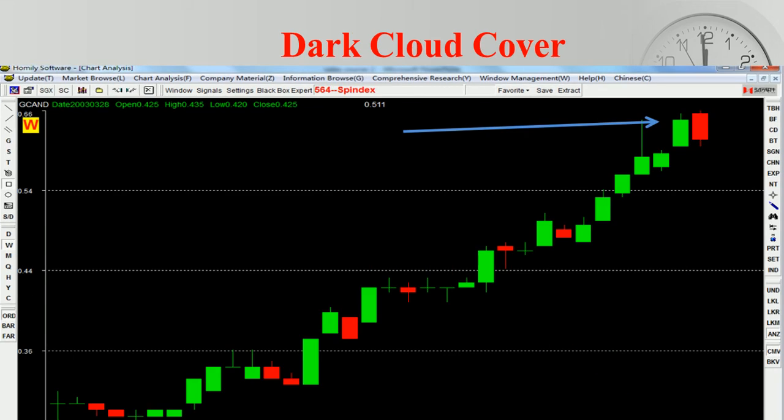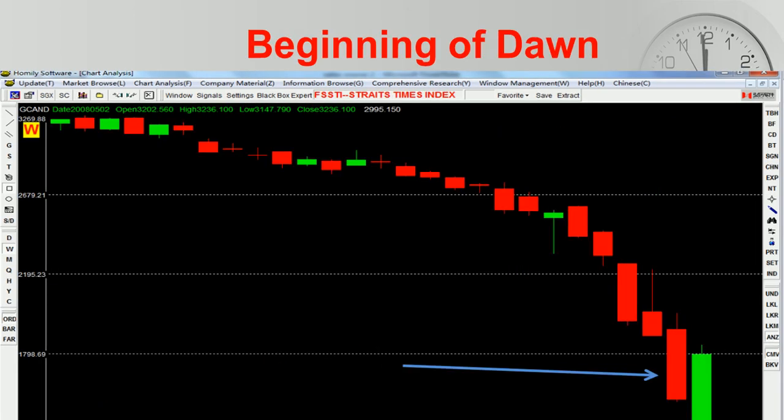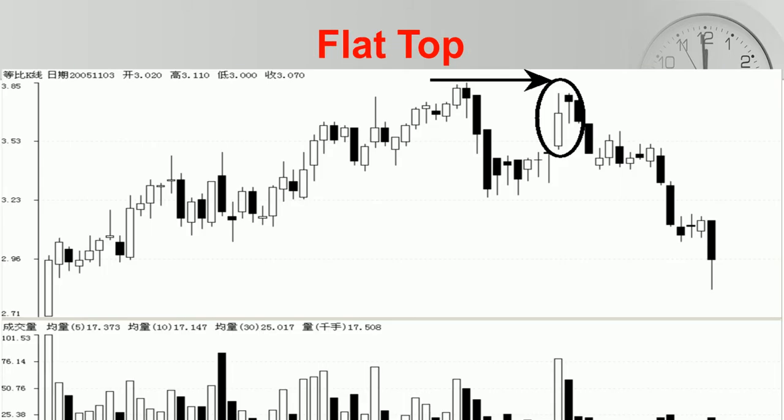So the next one, dark cloud cover. What's the dark cloud cover? We can see here, this is the bearish candlestick. The bearish candlestick covers half of the bullish candlestick. This is the dark cloud cover. The price may go down, okay? So let's see the next one, beginning of down, okay? Let's see this one. Here, the bullish candlestick covers half of the bearish candlestick. The price may go up. So these are the candlestick patterns, okay?